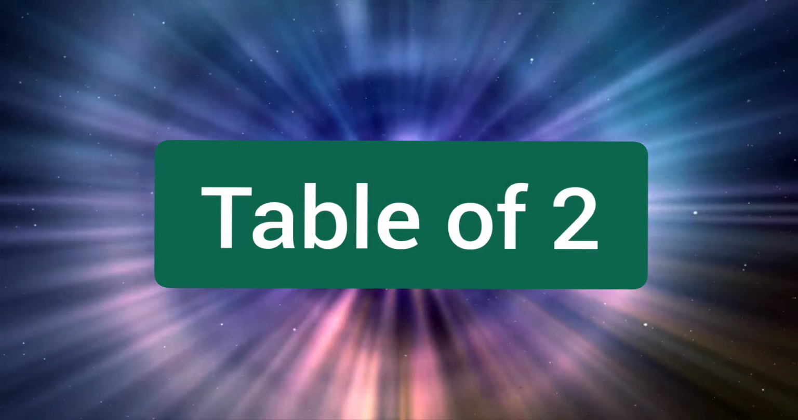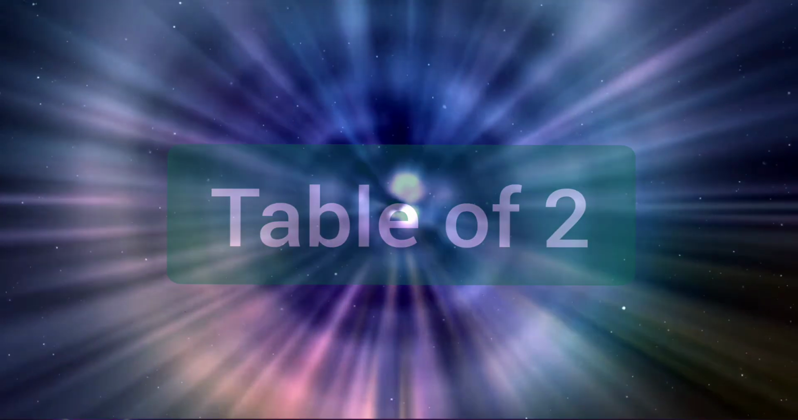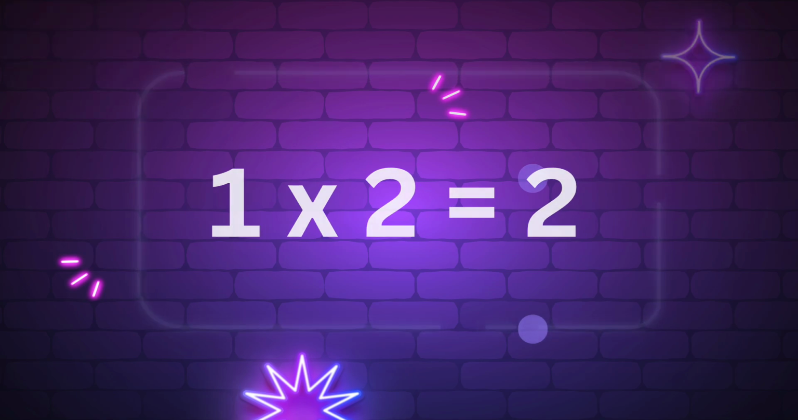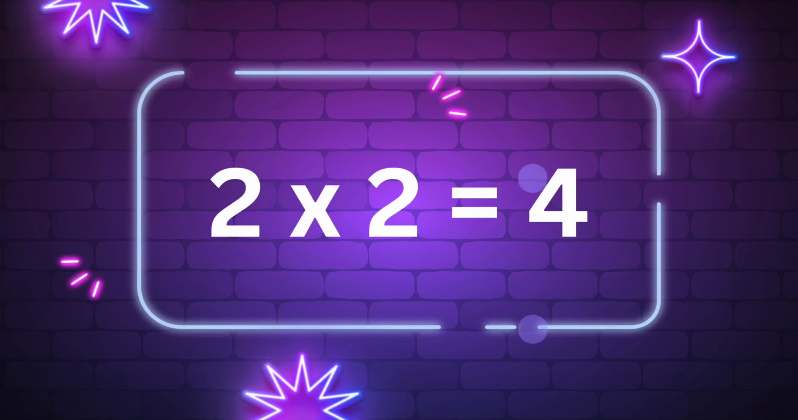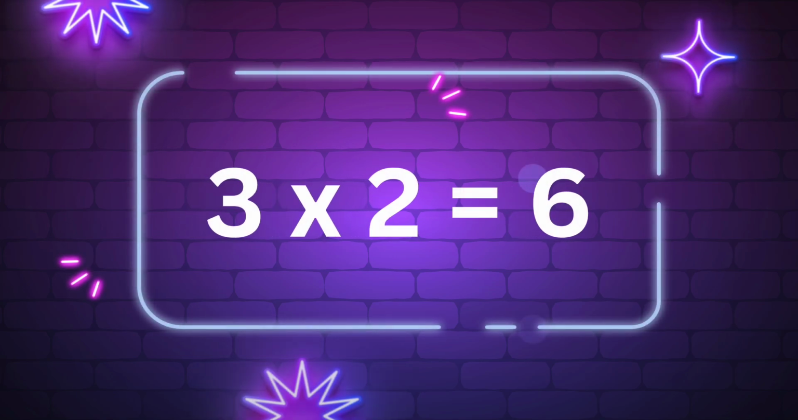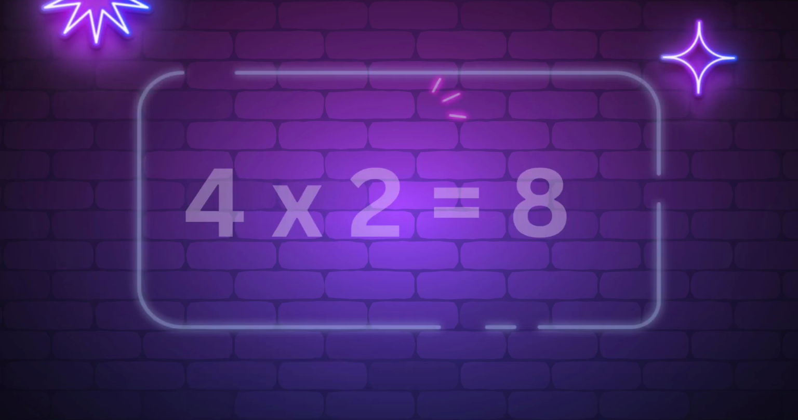Table of two. Table of two. 1 times 2 is 2. 2 times 2 is 4. 3 times 2 is 6. 4 times 2 is 8.